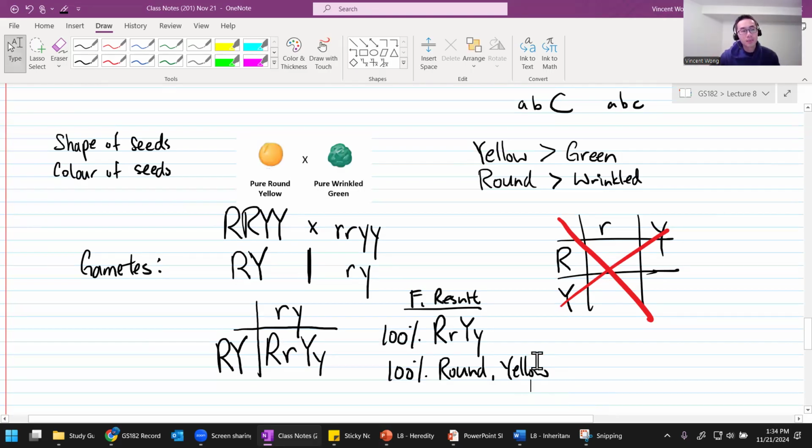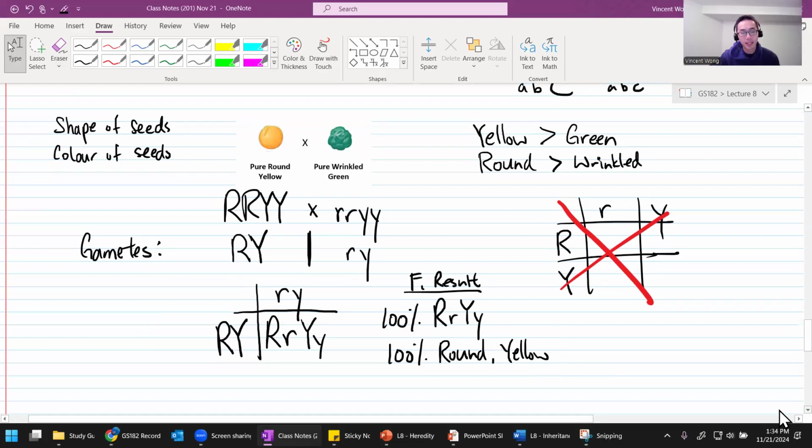So similar to what I told you before with the monohybrid, if both parents are pure, then the dominant trait will show up in all of the F1 individuals. Okay, so since everybody is round and yellow in the first generation, then we know round and yellow are the dominant traits.